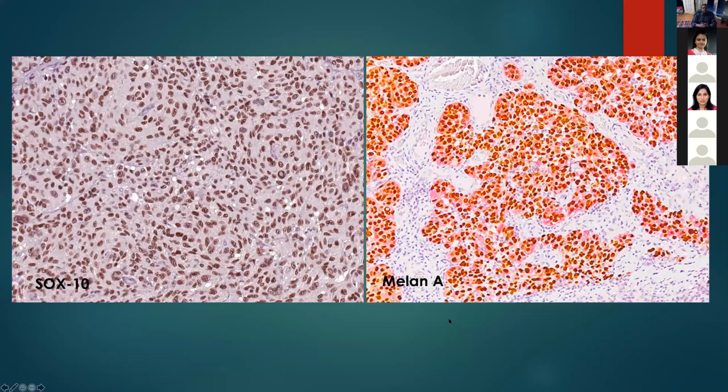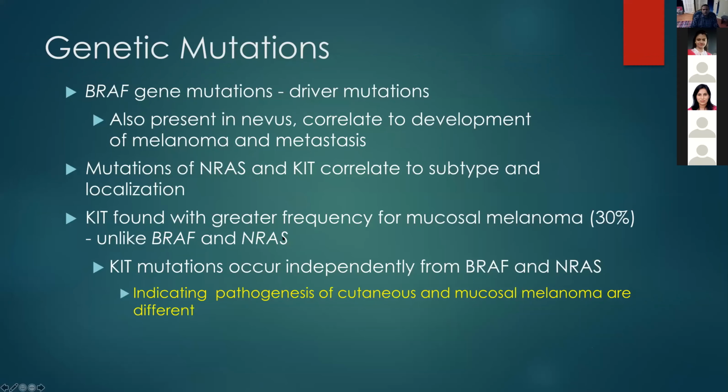Genetic mutation, the classic one present is BRAF. Why do I mention this? One important thing that you need to know is KIT mutations are found. Look at the third line. KIT mutations are found with greater frequency in oral melanomas, unlike BRAF or NRAS.